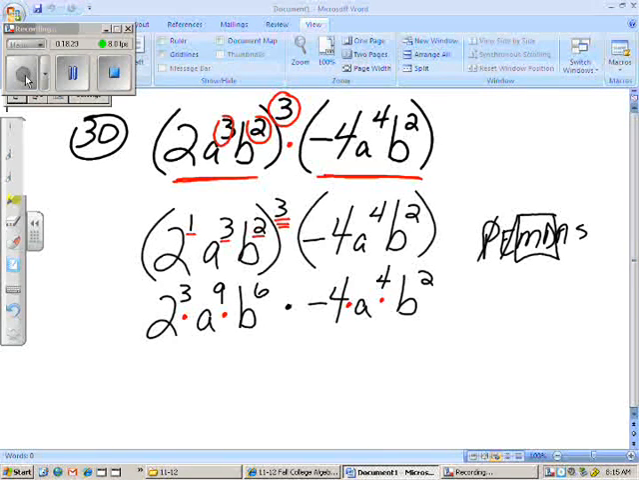I'm looking at what I can multiply. Oh, you know what? I wasn't done with the exponents yet. We have to straighten out this 2. 2 cubed is 2 times 2 times 2. It turns into an 8. So you know what? I wasn't done with my exponents yet.